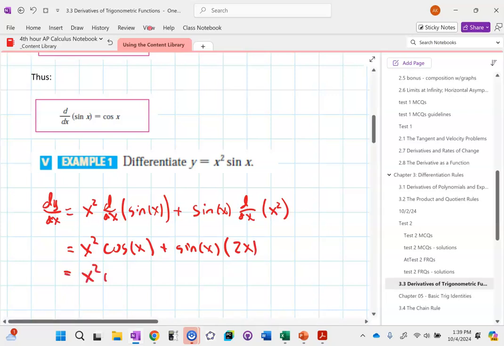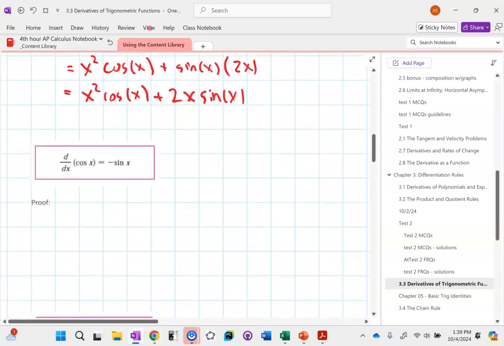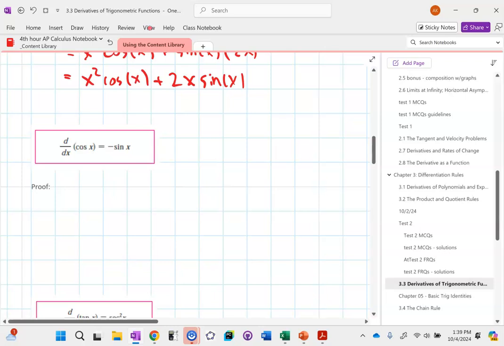So, again, you're basically done. I would probably write it as 2x sine x. Probably be the standard way to write that. What do you guys think? Okay. Hey, the derivative of cosine is negative sine.